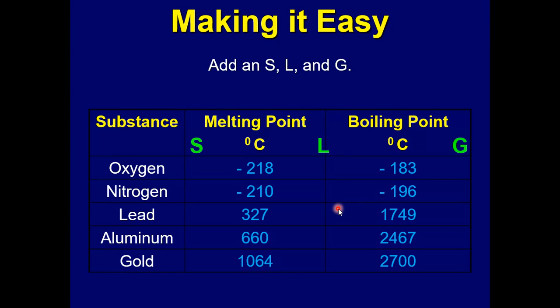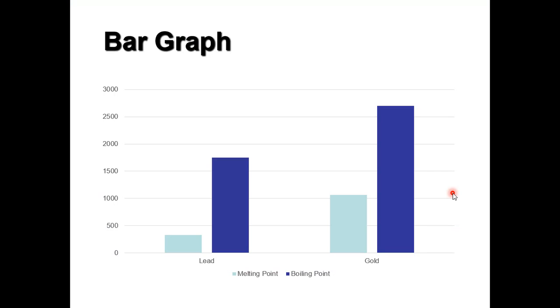An example question might be, what state of matter is lead in at 500 degrees? We look at the table and we see that 500 falls in the middle range, so we know it's a liquid. Another example might be, what state of matter would nitrogen be in at negative 50? Negative 50 is going to be over here, so we know that nitrogen would be a gas.